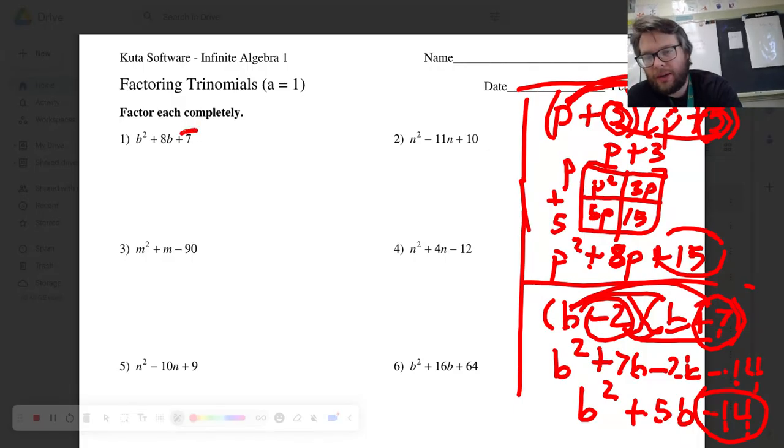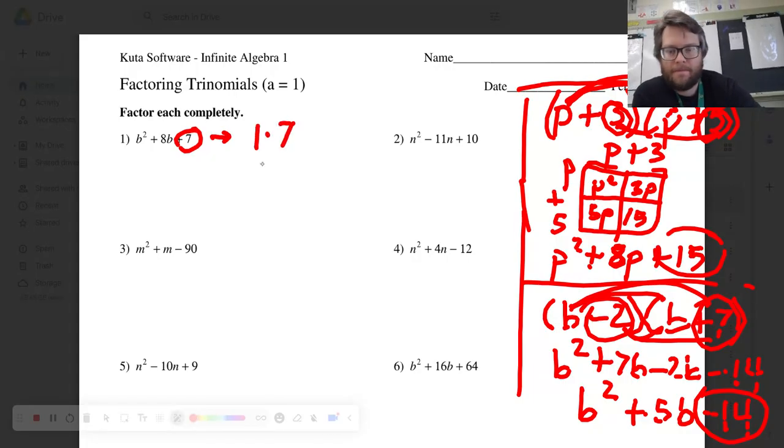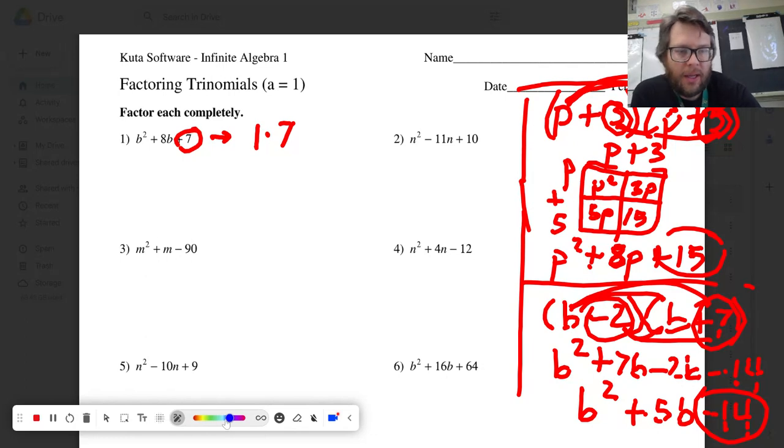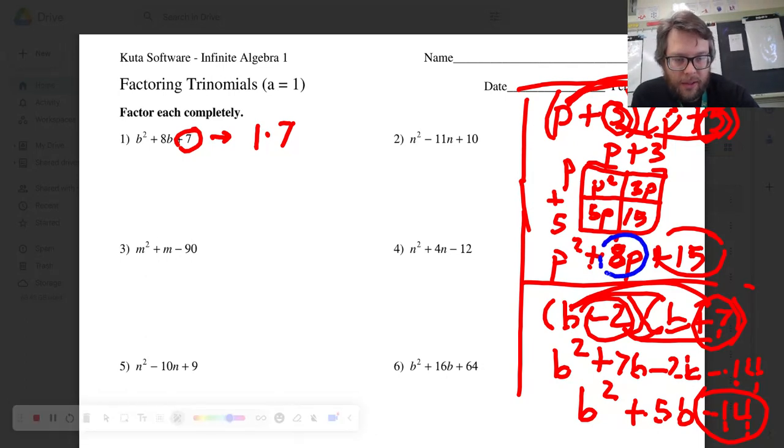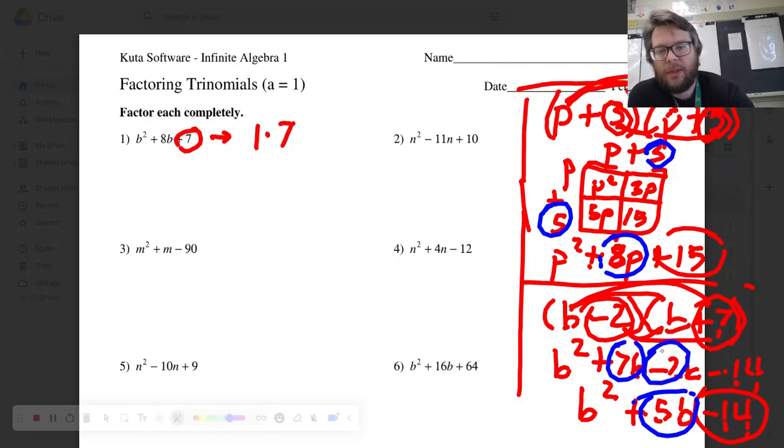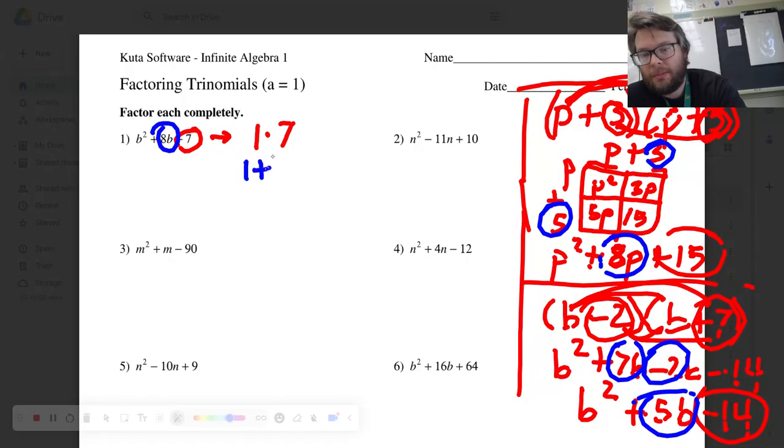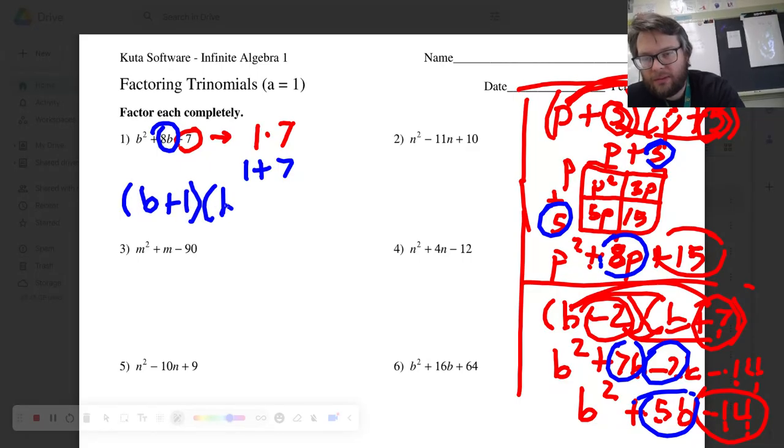So when I look at any of these problems, I focus on that first number, the number that has no letter on it, and I think what times what makes that number. So 1 times 7 makes 7. Then I notice that the middle number, 8p, was the sum, 3 plus 5. In this example, 5b was the sum, 7 plus negative 2. So then I look at the middle number, 8, and I think, oh, 1 plus 7 makes 8. So now I know that this problem factors to be b plus 1 and b plus 7.